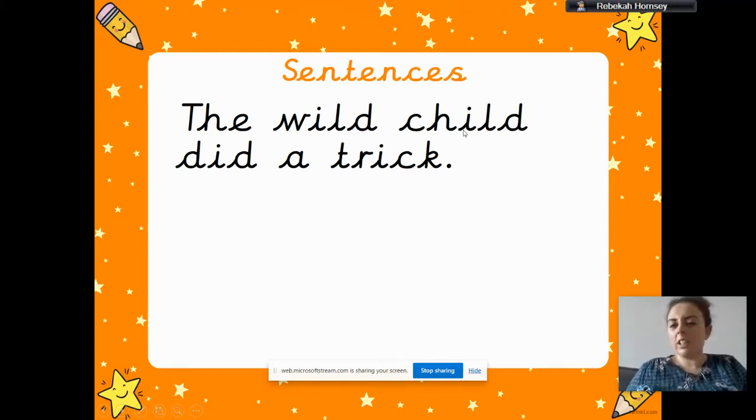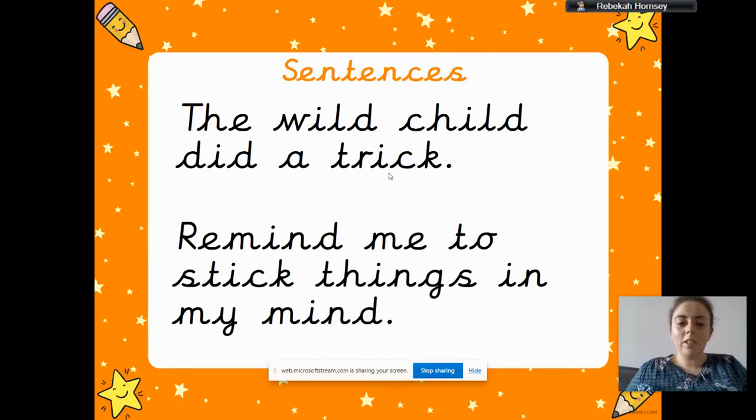The wild child. That sounds better, doesn't it? The wild child did. That's right. A trick. The wild child did a trick. Does that sound right to you? Does to me too. Have a go at reading this one and then we'll have a go at reading it together.